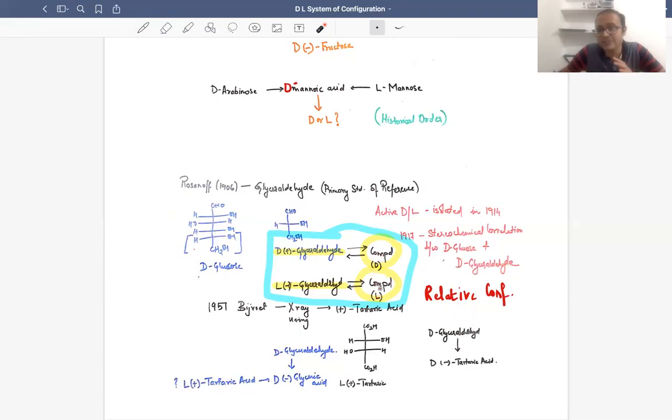So that's why the D and L way of assigning the configuration to a stereoisomer is called the relative configuration, not an absolute configuration. All this correlation that you see from the early 20th century was based on a synthetic correlation. So what we are seeing here is all synthetic correlation.